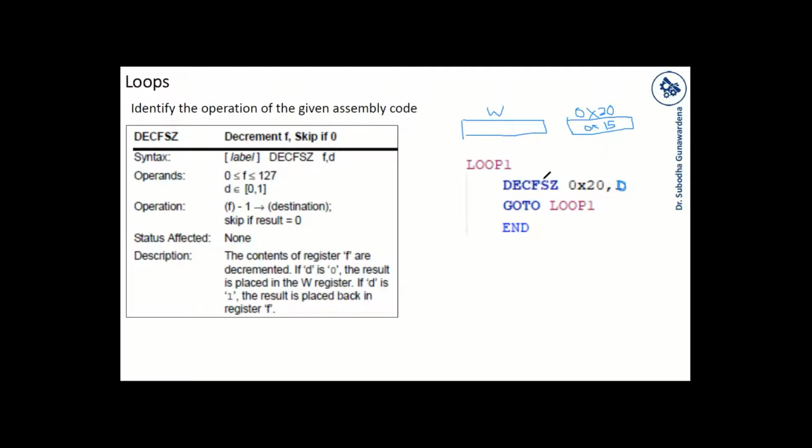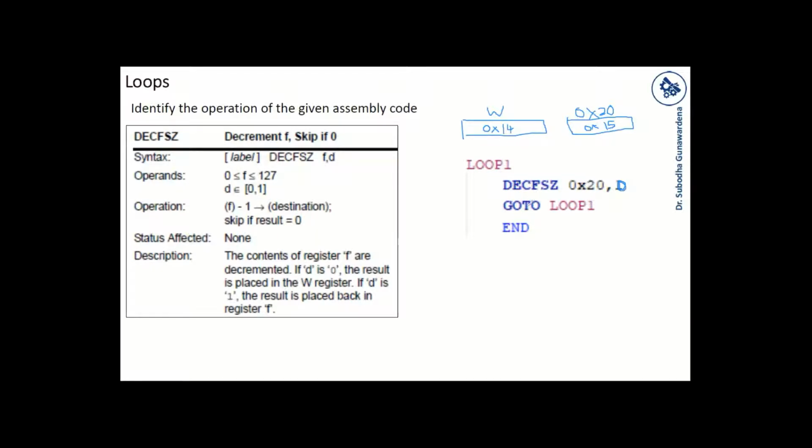Now if this is 0, this comes to loop. DECFSZ 0x20 means the value of this one should be decremented by 1. So the value is now 0x14. Now the 0x14 will be stored in W, right? So that is 0x14, and it will be stored here. Now is the result 0?